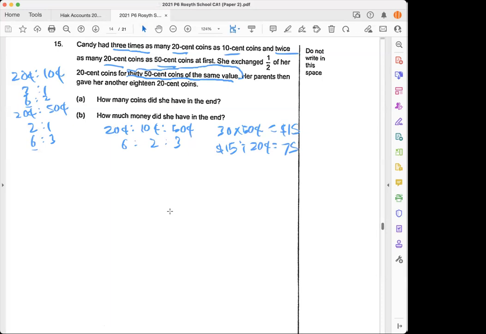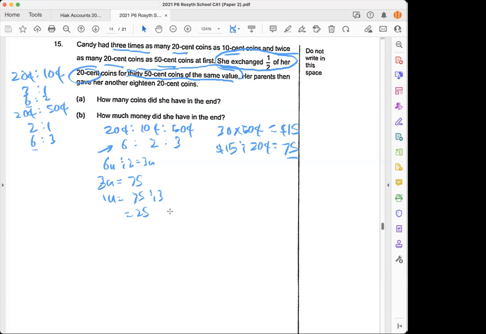Okay, 75 20-cent coins happen to be half of this, because it says here, she exchanged half of her 20-cent coins. So half of these 6 units is used to exchange for 30 50-cent coins, and half of these 6 units is equal to 75. So half of 6 units is 3 units. 6u divided by 2 is 3 units. So 3 units is equal to 75 20-cent coins. So 1 unit is equal to 75 divided by 3, 25.